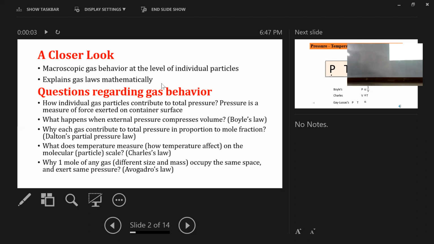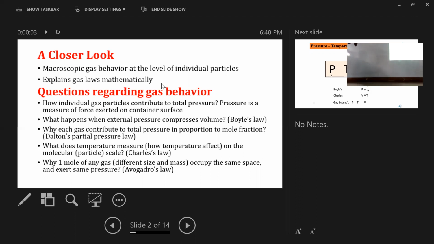Anyway, how do individual gas particles contribute to total pressure? We have multiple gas molecules in a container. Then how does each individual molecule contribute to the total pressure? If there are 5 molecules inside the container, how much would be the pressure? If it has 500 molecules, will the pressure remain the same or increase, and how can it increase? What is the contribution of the gases to the volume or pressure?